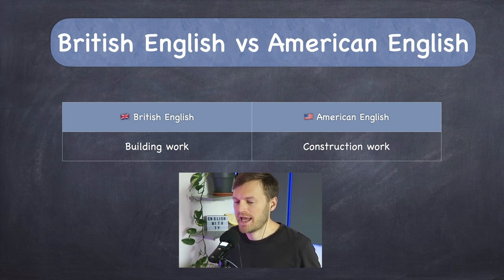C-O-N-S-T-R-U-C-T-I-O-N W-O-R-K. And the differences here are obviously that in the UK, if you would work in building work, you would be a builder. And in American English, you would say that someone works in construction. So this person might be a construction worker. So the two words I want to highlight here are basically building and construction.